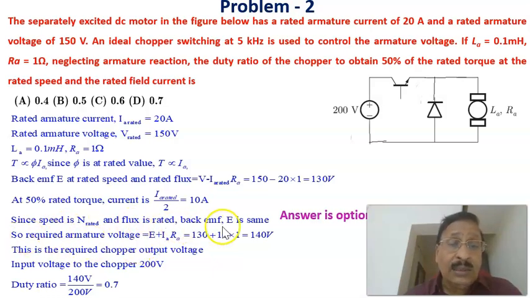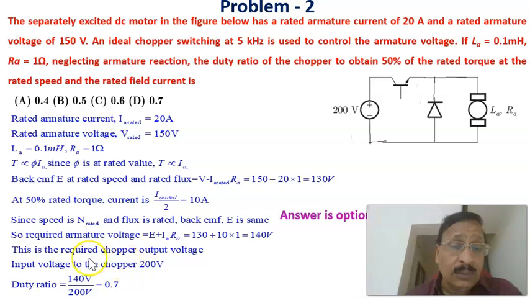The required voltage to be applied is given by E plus IaRa, that is, back EMF plus IaRa. The back EMF has no change, so it is 130 plus, with the current dropped to 10 amperes, 10 into 1, which becomes 140 volts. Therefore, the required voltage at the armature is 140 volts.